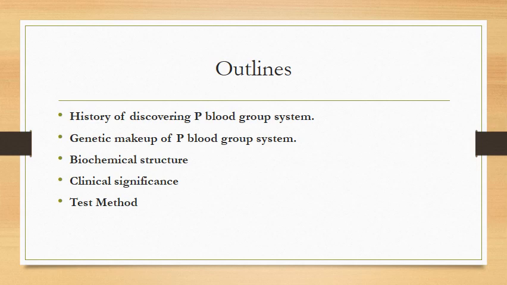was discovered. And then I'm going to talk about the genetic makeup of the P blood group, including antigens, phenotypes, and antibodies. And then I will briefly mention the biochemical structure of the P blood group system, and then I am going to talk about the clinical significance of different antigens and antibodies. And lastly, I'm going to briefly talk about the method for testing.